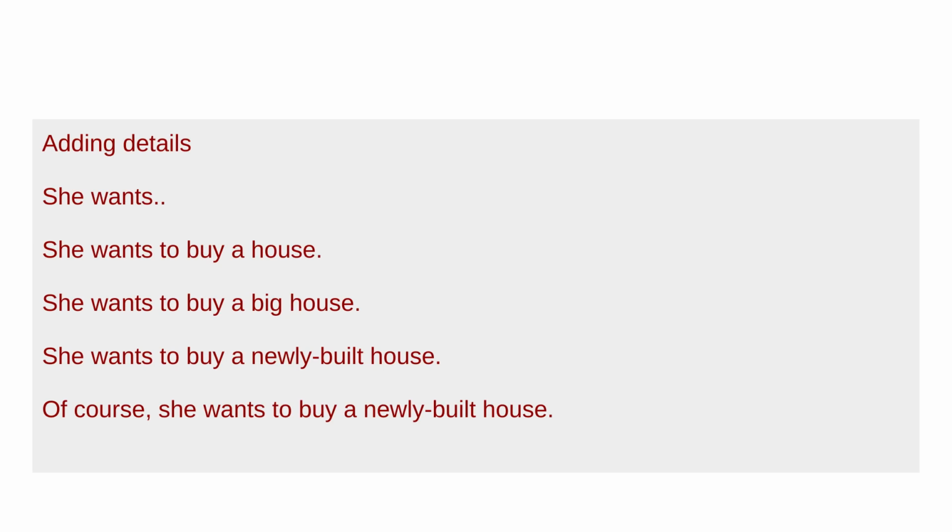But you may also add both to make your sentence longer, more interesting, and more informative. Of course, she wants to buy a newly built house. So, adding adverbs and adjectives to a simple sentence can make it much more informative and interesting for your IELTS speaking and writing exam. Practice it, okay?